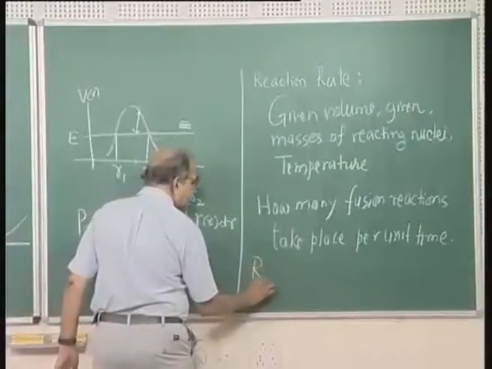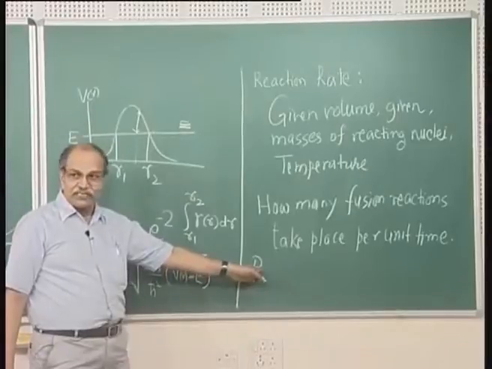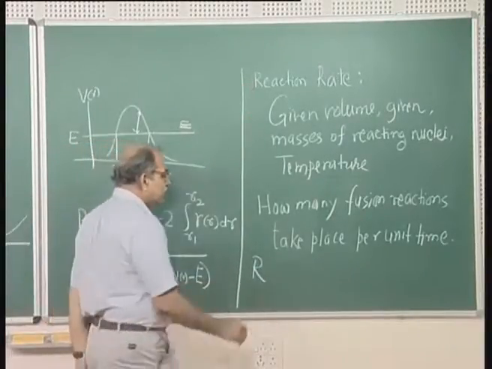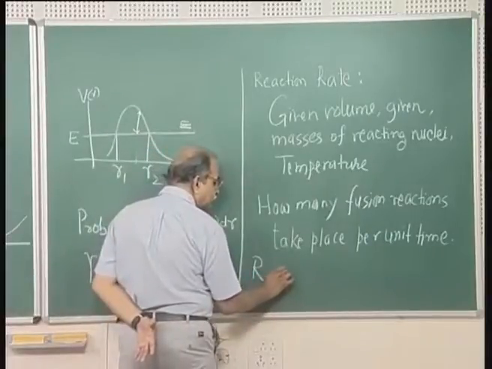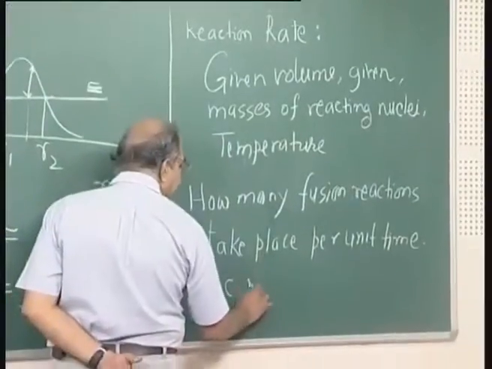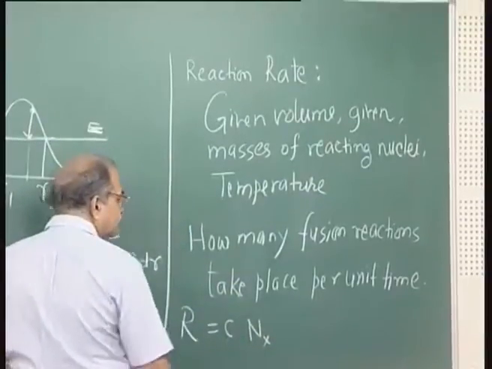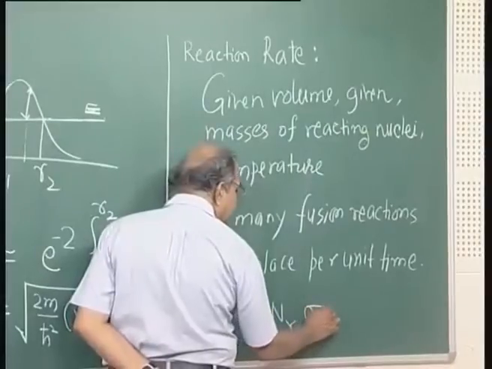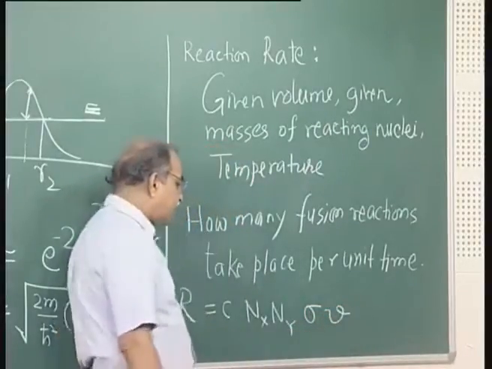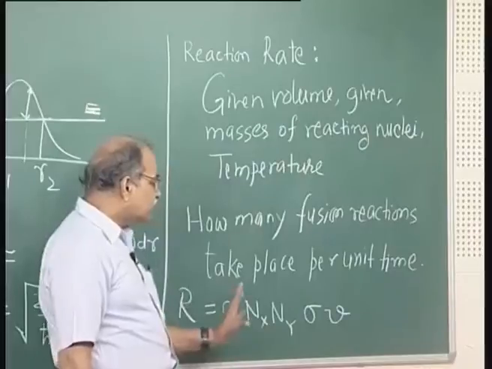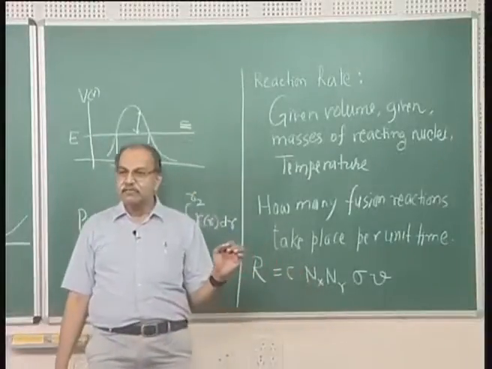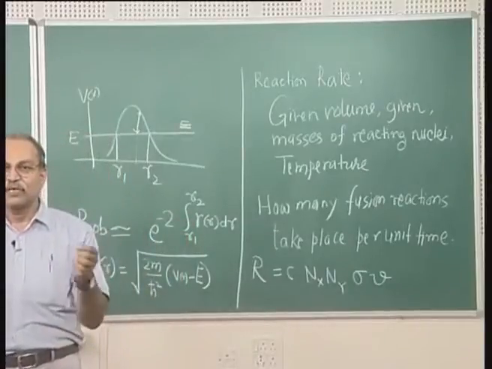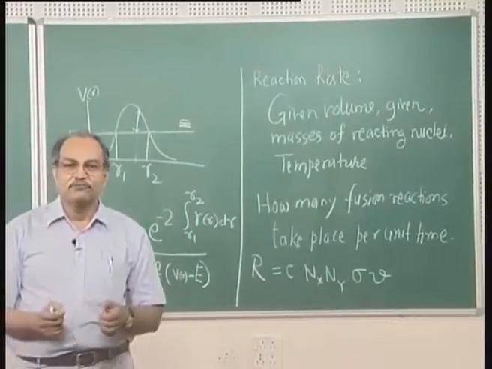r, this is not the radius of the nucleus, we are using the same symbol for that also. It is the reaction rate that we are talking of. This reaction rate will be proportional to some constant, n_x concentration of x, n_y concentration of y, sigma times v. I will justify why it is proportional to v, sigma times v. V is the relative velocity of these two nuclei which are approaching each other for fusion.